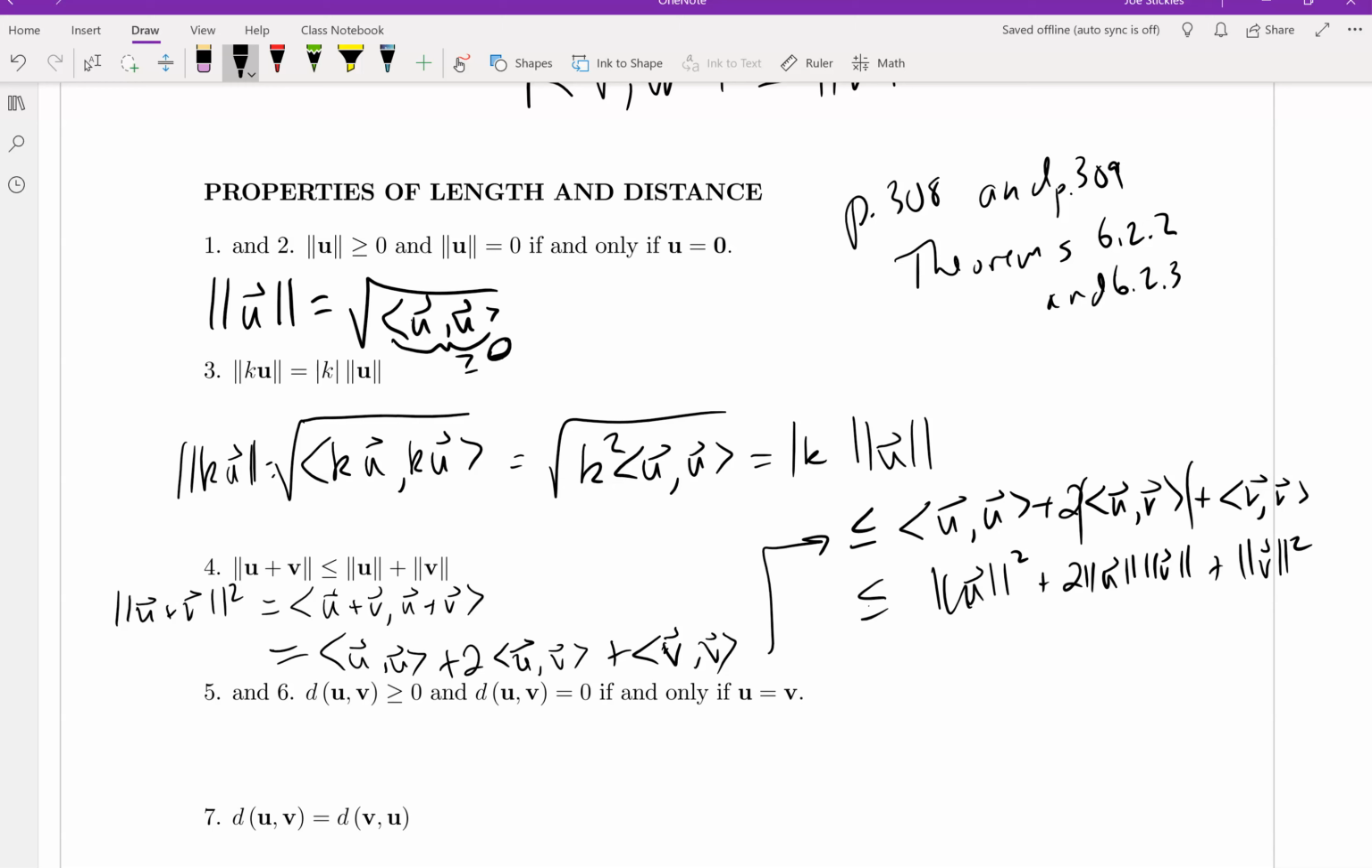And now I notice that this looks like a FOIL again. Looks like I can refactor it as a binomial squared. If you think about an x plus y squared, that's what this looks like if this is my x and this is my y. So this is greater than or equal to the magnitude of u plus v squared. And now taking square roots gives us the result that we want.